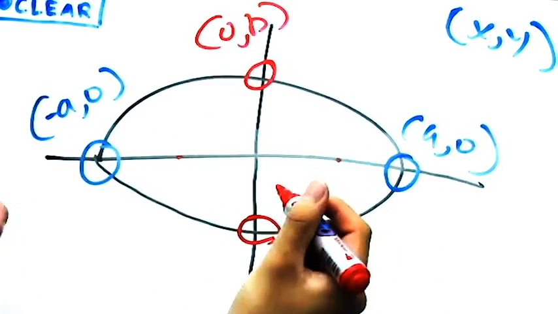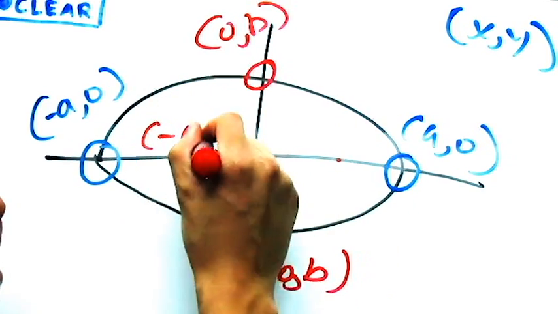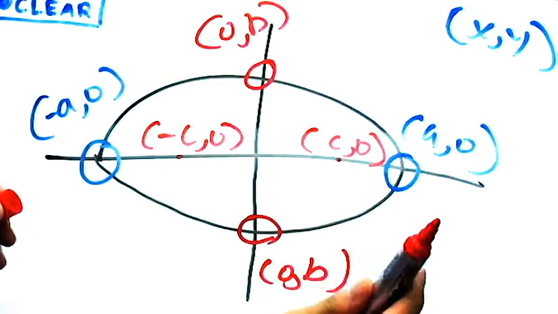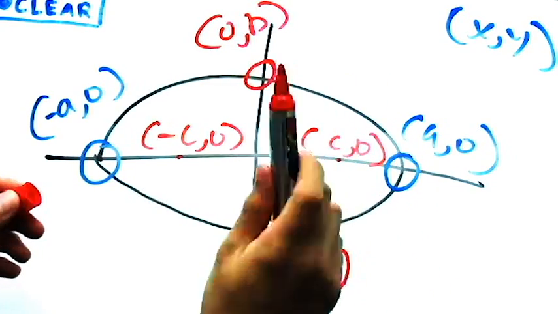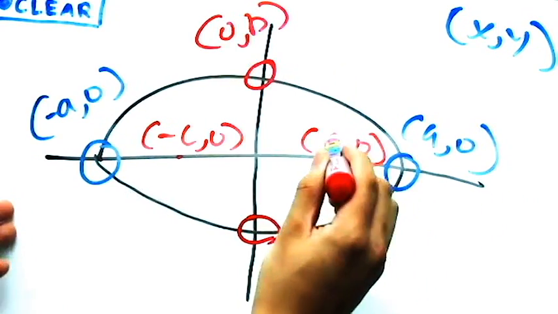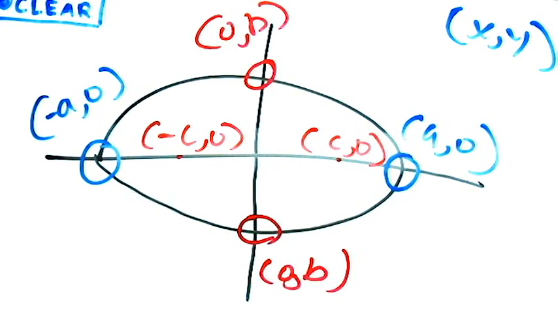Next you need to know these 2 points, which are called the foci. The foci can be labeled negative c comma 0 and c comma 0. Remember, the c's can vary. The c always depends on which axis it's on. So in this equation, since it's horizontal, it's on the x-axis, so you have to remember to put it in the x spot.